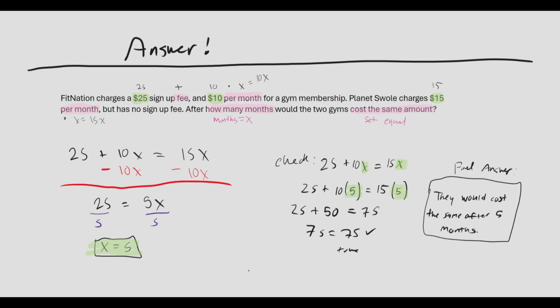I can then plug 5 into the original equations in each spot for x. We'll get 25 plus 10 times 5 equals 15 times 5. We'll get 25 plus 50 equals 75, and 75 equals 75 is a true statement. So you got the correct answer, which is that they'll both cost the same amount after 5 months.